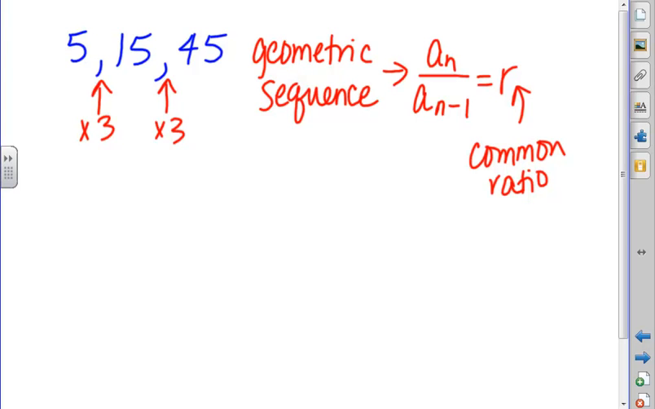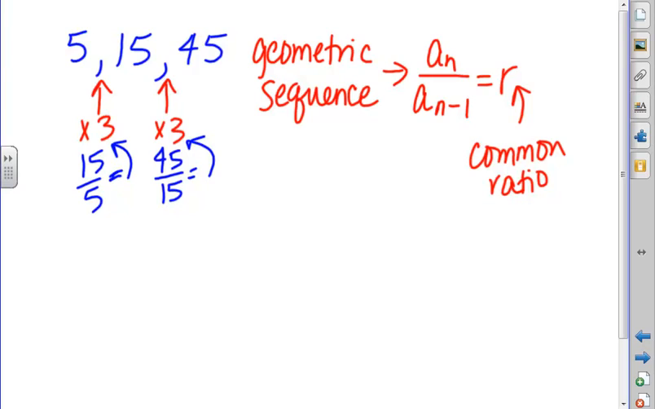So if we come back over here, we can clearly see that's the case. If we picked 45 divided by 15, that does equal 3, or we pick 15 and divide that by 5, that also equals 3. So we need to start thinking about something called the common ratio.